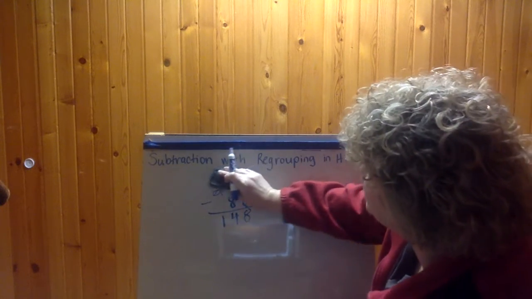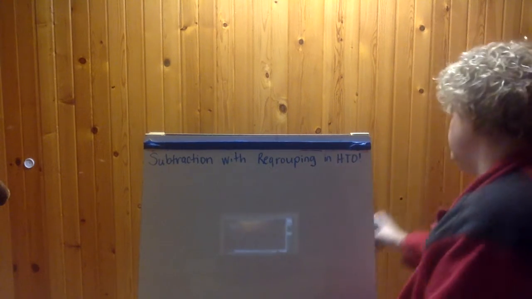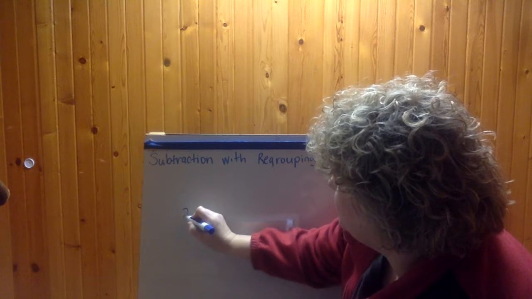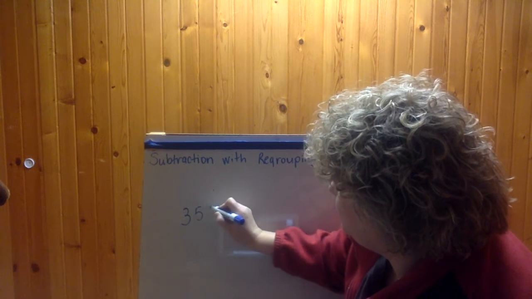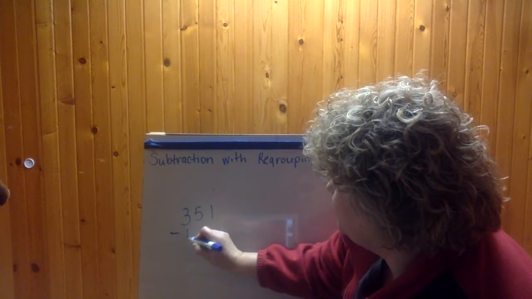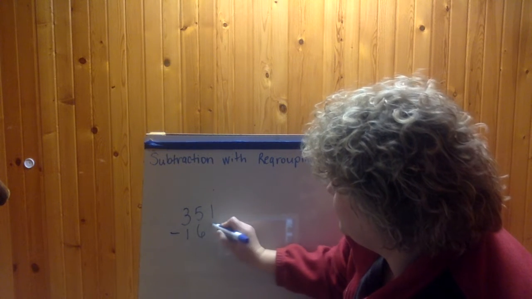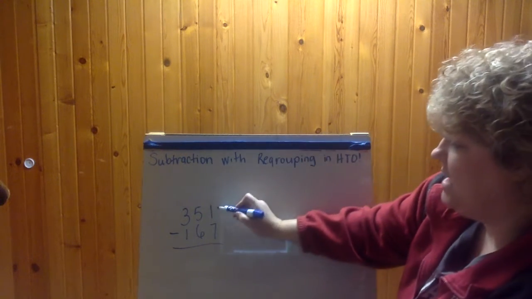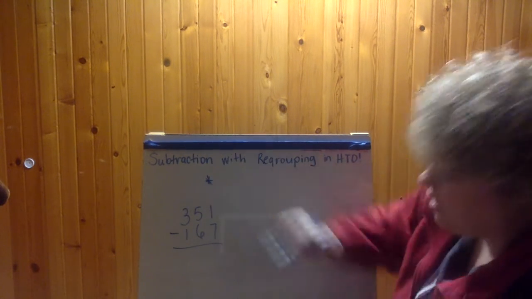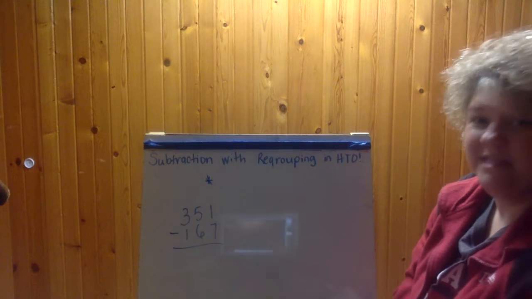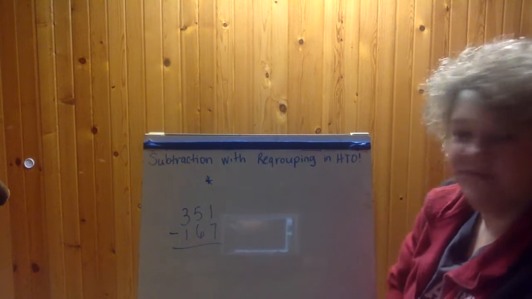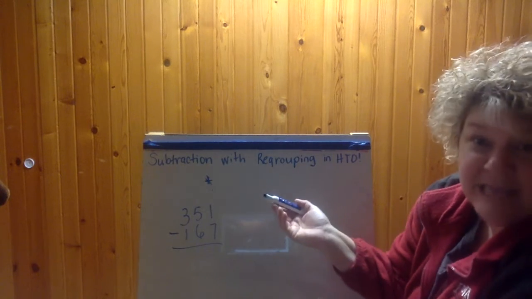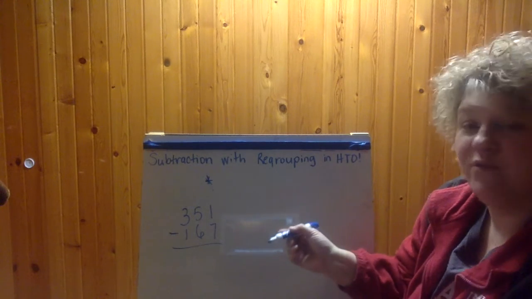Okay, let's do another one. Let's do 351 minus 167. All right. So again, we always start in the ones place. So 1 minus 7, that's not possible, Mrs. Gross. You're right, it's not. So we're going to make it possible by regrouping.